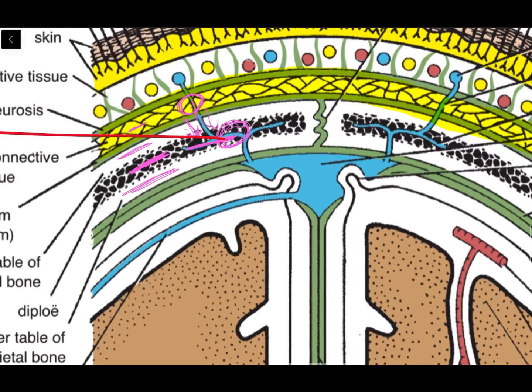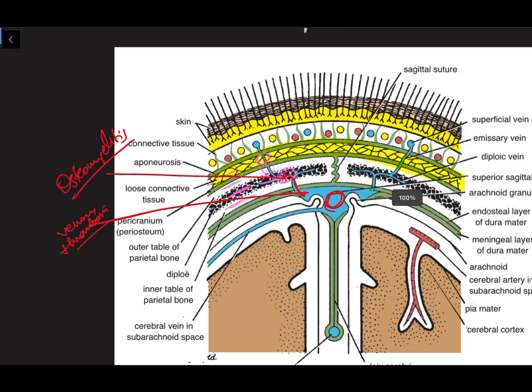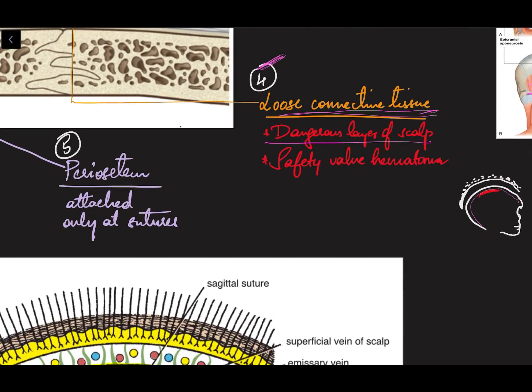Further, this infection may pass into the intracranial dural venous sinuses. These are dural venous sinuses. The infection may pass through here, and it may cause venous thrombosis. Venous thrombosis is nothing but something similar to clot formation, right? Pretty simple: osteomyelitis and venous thrombosis. So that's why it is called a dangerous layer of the scalp, because infections here may get through the skull cap, and may cause venous thrombosis and osteomyelitis in the skull cap also.